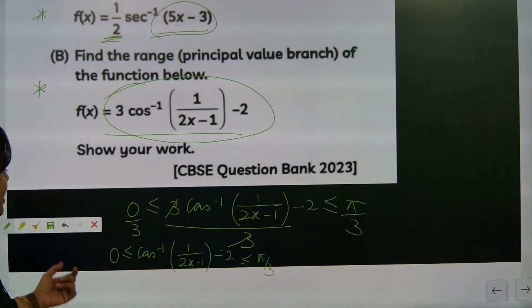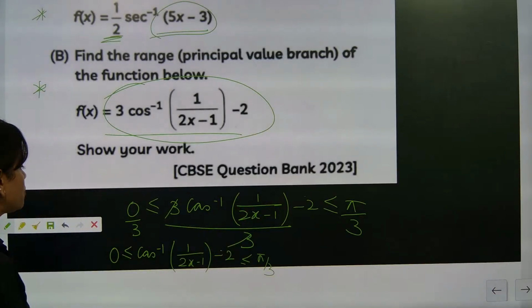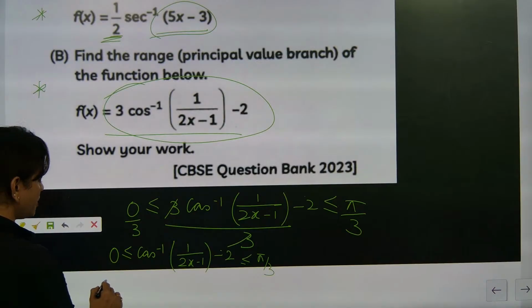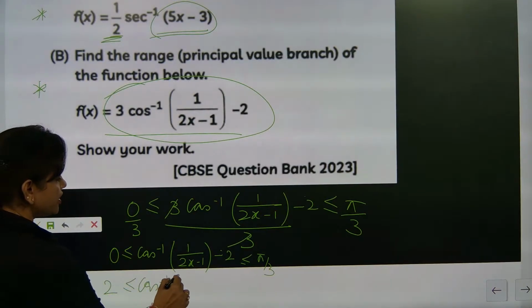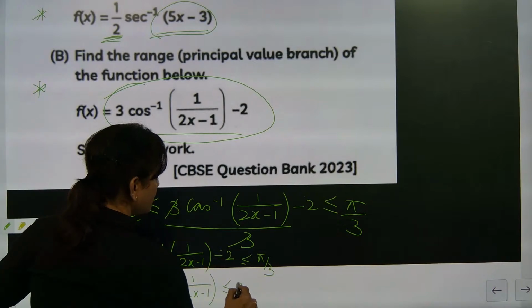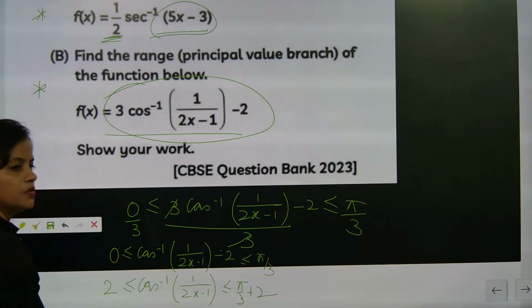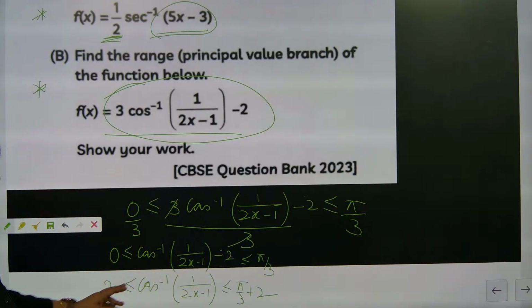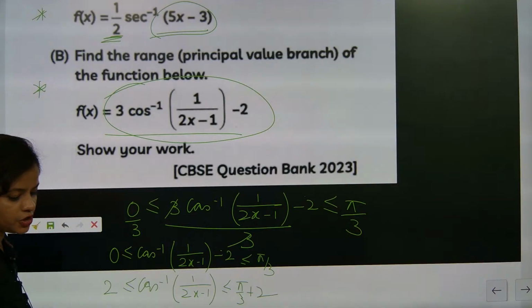Then what do you want to remove next? Check. Minus 2, so we are going to add plus 2 on all sides. Check very carefully. So here it will become 2, cos inverse of 1 by 2x minus 1, to pi by 3 plus 2. Then next we have to remove cos inverse, because we have to find the range now. So the range is not coming to that limit. You have written 0 to pi, but other values are also going to come later.